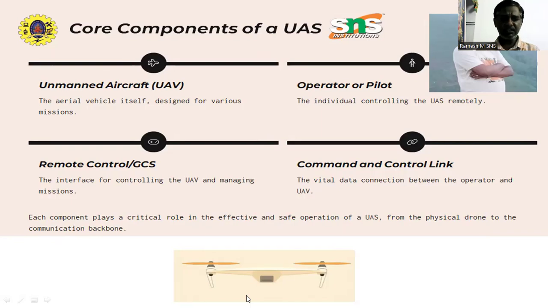Starting with the unmanned aerial vehicle, this is the flying portion of the system, and it is often categorized into fixed wing, rotary wing, or hybrid vertical takeoff and landing. The UAV includes key subsystems such as the airframe, which provides the structural support, and propulsion systems. These are usually electric motors or internal combustion engines designed to generate the thrust. Next, flight control surfaces or rotor systems are for maneuverability, and onboard avionics, which consist of sensors, processors, and actuators.